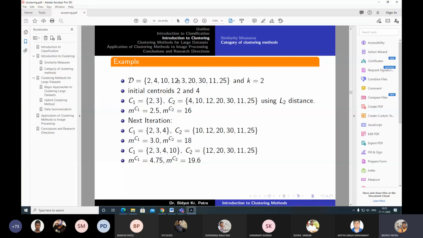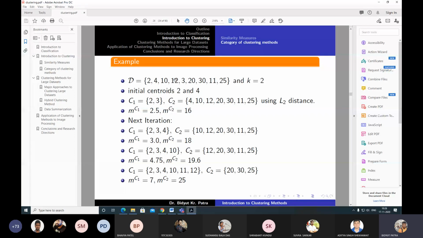Now let's say 12. What is the distance between 12 and 19.6? It will be 7.6. What is the distance here? It will be lesser than this distance, so it will be 7.25. So this is 7.6. Therefore 12 must be assigned to cluster C1. Yes, 12 is assigned to the cluster C1.